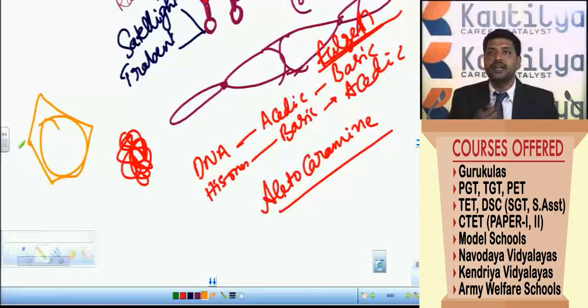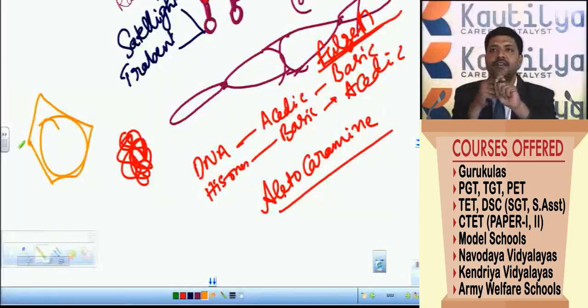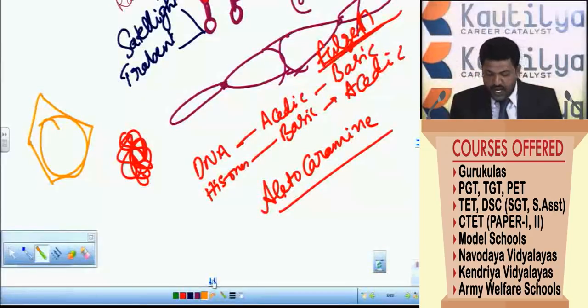Acidic part DNA, basic part proteins, compactly associated. I will tell you how they are associated. Compactly associated to form chromatin. Here and there, sometimes during the compaction or packing, they will form a knot-like structure. Those knot-like structures are called chromomeres.